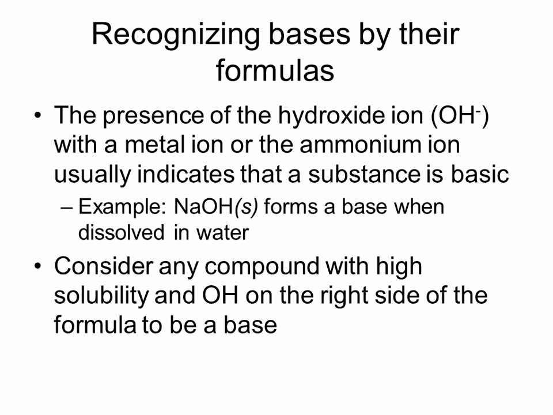Now, recognizing bases by their formula. The previous ways were examples of how we recognized acids, now recognizing bases. The presence of the hydroxide ion, OH negative, with a metal ion or the ammonium ion usually indicates that a substance is a base. For example, NaOH, or sodium hydroxide, is formed when it dissolves in water. Consider any compound with high solubility and OH on the right-hand side of the formula to be a base.